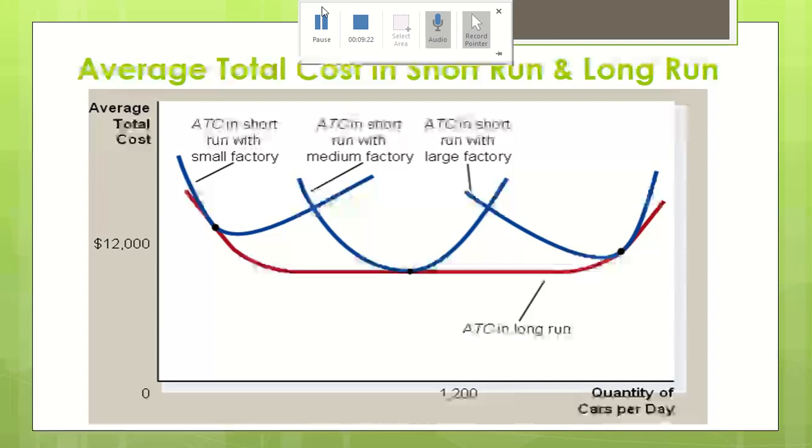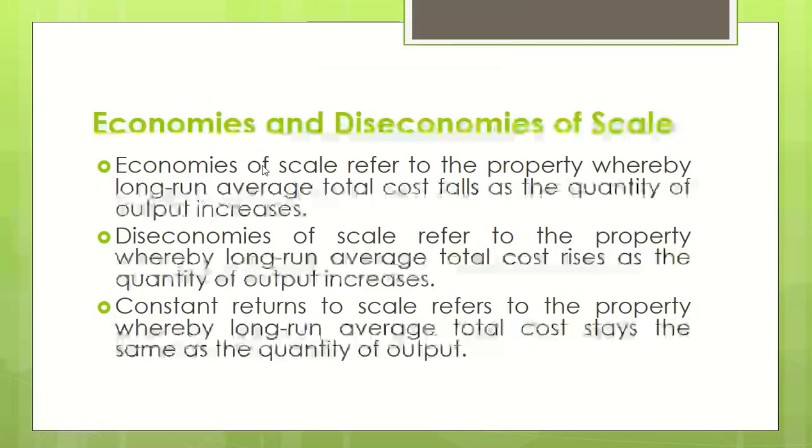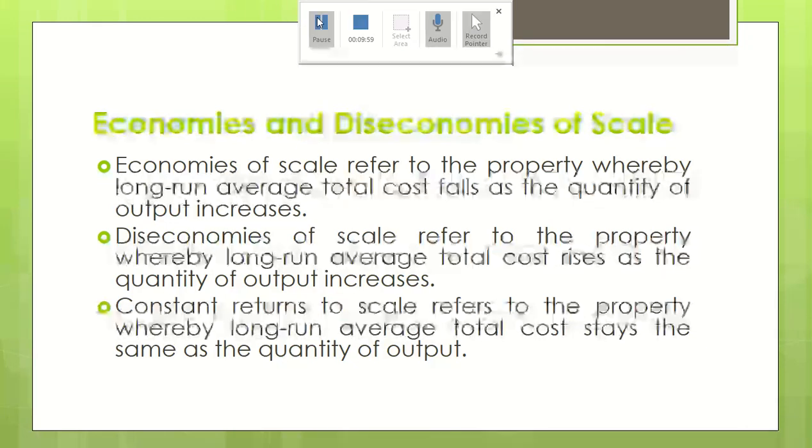Now comes the last topic of this chapter, that is economies and diseconomies of scale. Basically, economies of scale refers to the property whereby long-run average total cost falls as the quantity of output increases. That is the point of the long-run average total cost curve, which declines as the quantity of output increases. We can also see this with the help of a diagram.